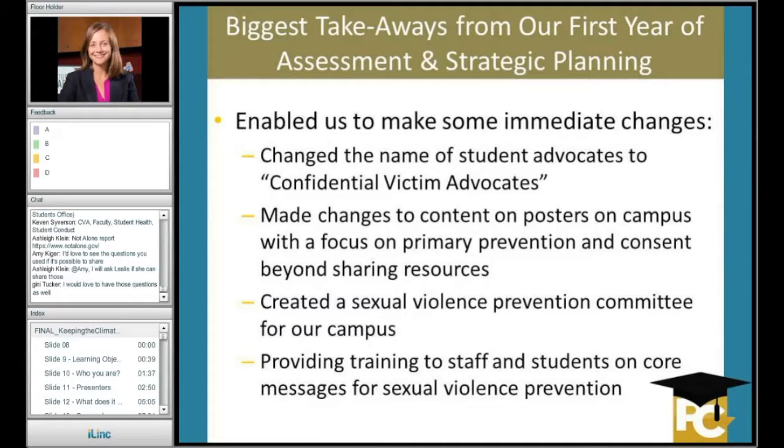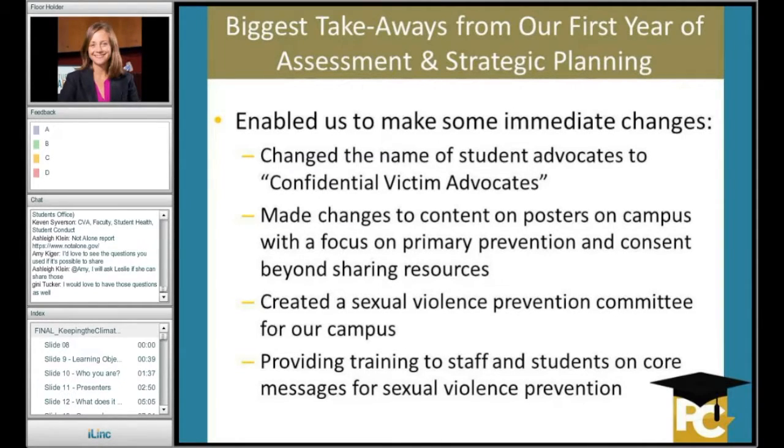But something that we saw, so another way to collect data, was a number of students crossed out sexual assault and wrote in rape. And so for us, that told us our students wanted to see the term rape, but then they may not understand that our sexual misconduct policy applies to other forms of sexual assault beyond forced penetration. And so we've slightly changed some of our wording and dialogue on that material and content.